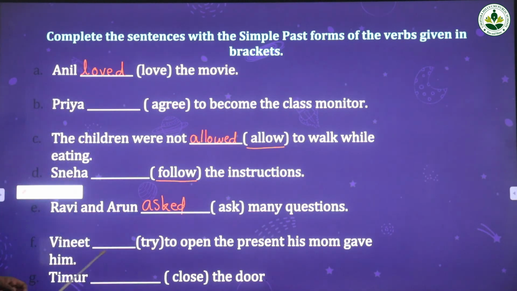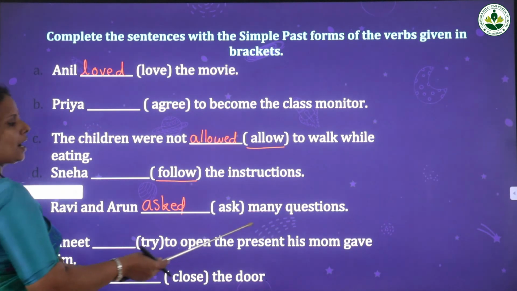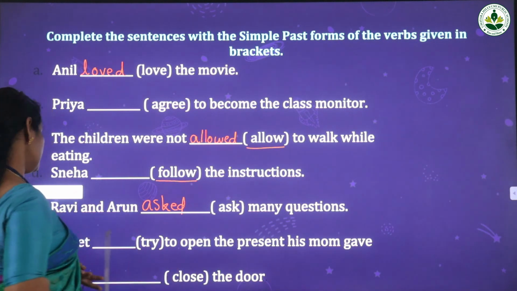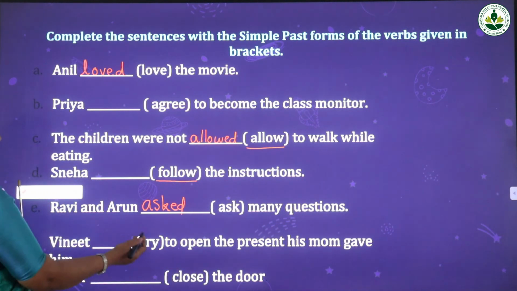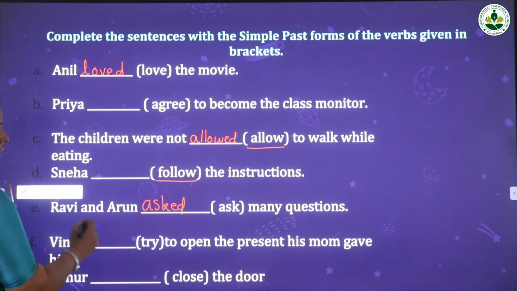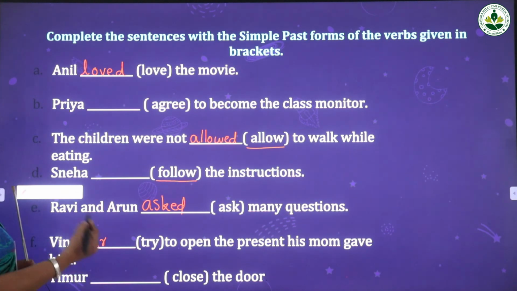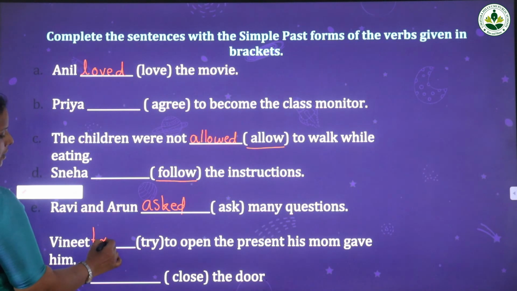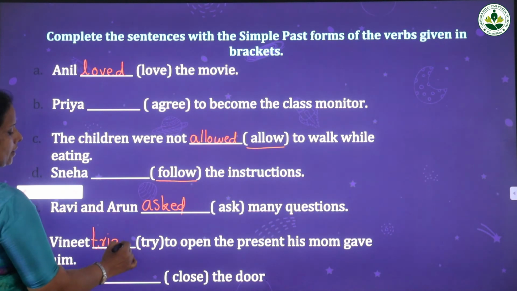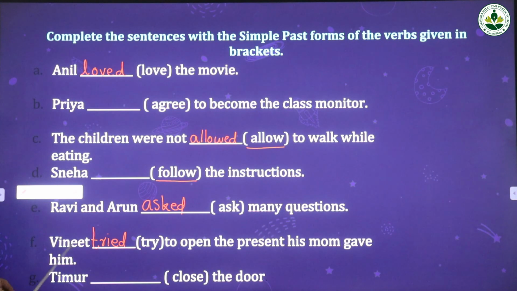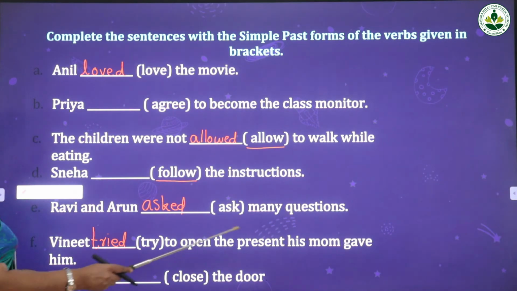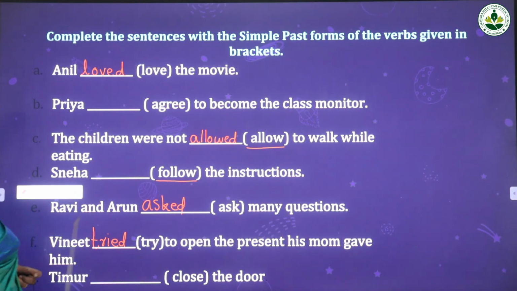A-S-K-E-D, asked. And here it is, the third rule we have to apply. Vineet dash to open the present his mum gave him. So the verb is try. So we have studied that if a verb ends with a consonant and followed by y, we have to change y into I and add ed. Tried. Vineet tried to open the present his mum gave him.